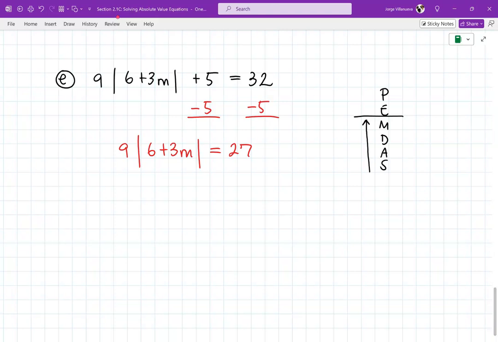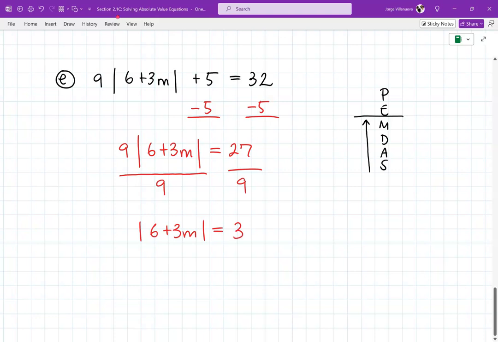If I were to divide it by 9, does 32 get divided by 9? No, right? Does 5 get divided by 9? No. I don't want to divide first. Does 27 get divided by 9? Yeah, right? That's why I'd rather move the addition and subtraction, because it might give me better options. So let's divide by 9. Let's get rid of that 9 in front. That gives me absolute value of 6 plus 3m equal to, what's my answer here?